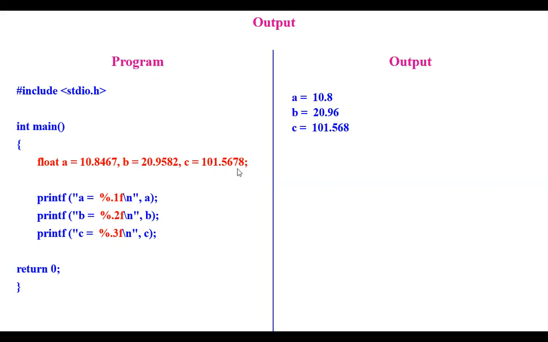Another one, I want 3 decimal places. Because we want 3 decimal places, already we have 5, 6, 7. The next digit 8 is bigger than 5, so this 7 becomes 8, and we get 5, 6, 8. That's how the values are displayed.